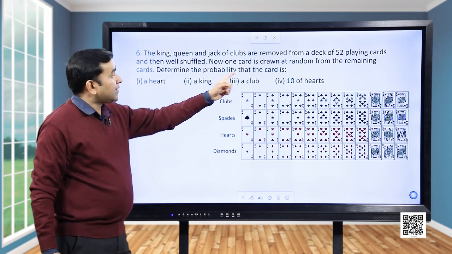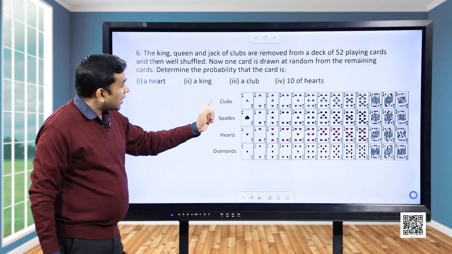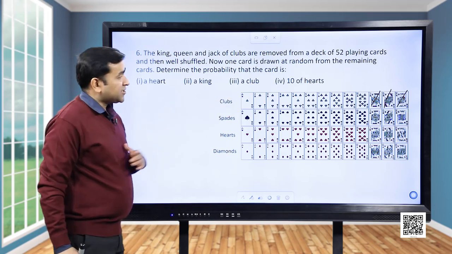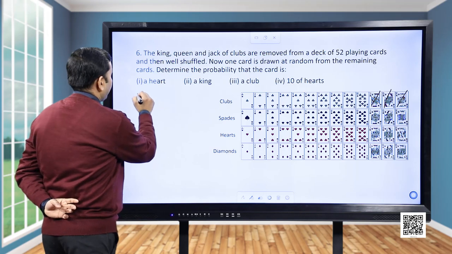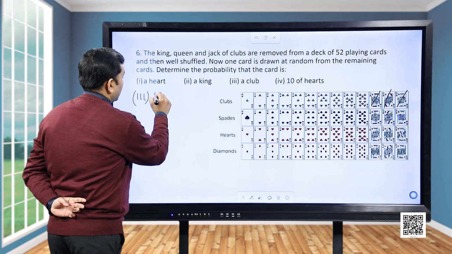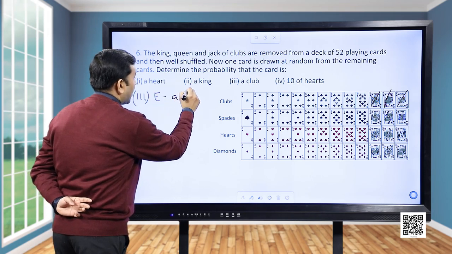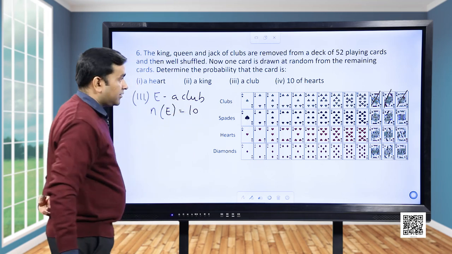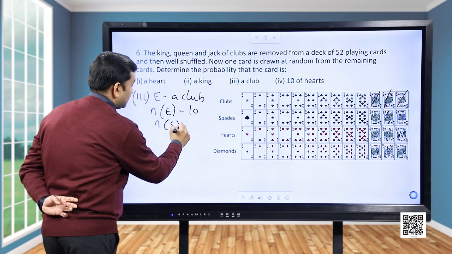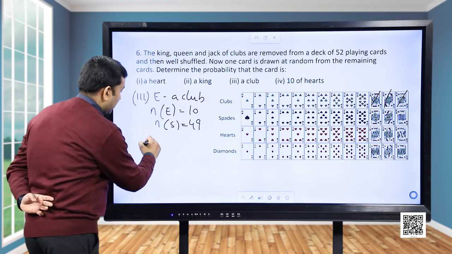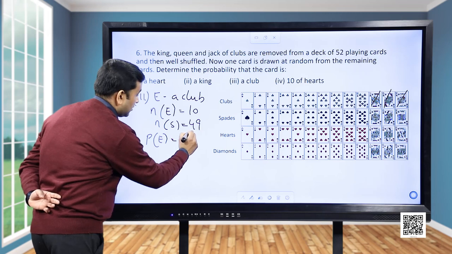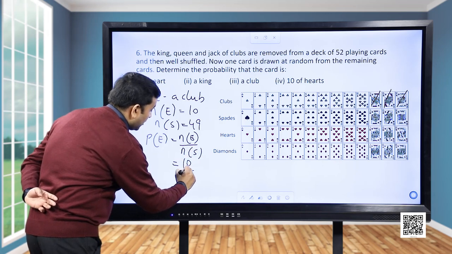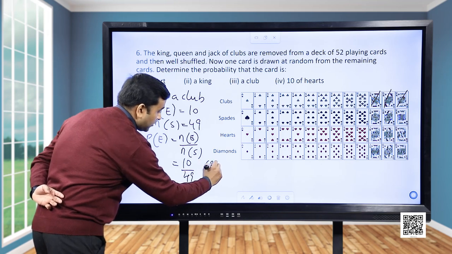We need to find the probability that the card drawn is a club. What is a club? Where is the club? Club suit is here, out of which we don't have these three cards. Question says so. So how many cards are left? We just have 10 cards of clubs suit. So if E is the event of drawing a club card, then the number of favorable outcomes is 10, and the number of all the possible outcomes remains the same, 49. So our required probability is NE upon NS equal to 10 upon 49. Very easy.